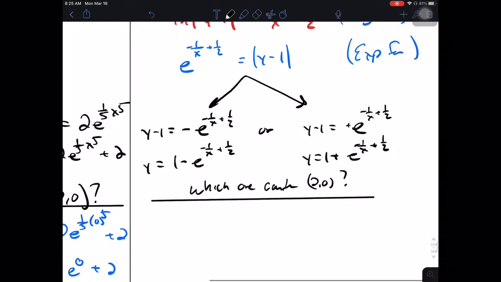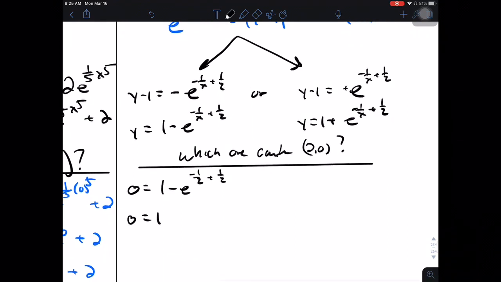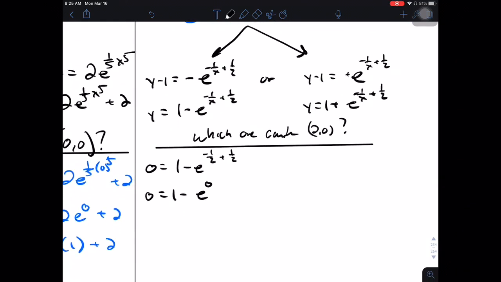Well, let's try to figure this out. Put it on the left one, we would have 2 equals 1 minus e to the negative 1 over 0. Oh, we got a little problem here, don't we? The problem is I don't know how to put variables in correctly. Putting a 0 in for y, putting a 2 in for x, it's going to give us 0 equals 1 minus e to the 0. E to the 0 is 1. 1 minus 1 is 0. It sure looks like this one's going to work.